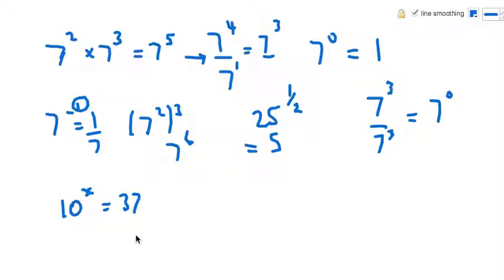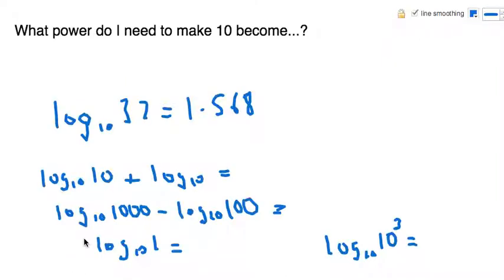So what a logarithm is, is just the reverse of what a power is. So instead of saying 10 squared is 100, it says, what power do I need to make 10 become 100? In this case, what power do I need to make 10 become 37? Now you may recall from Monday, it's 1.568, but that's what a logarithm means. What power do I need to make 10 become?